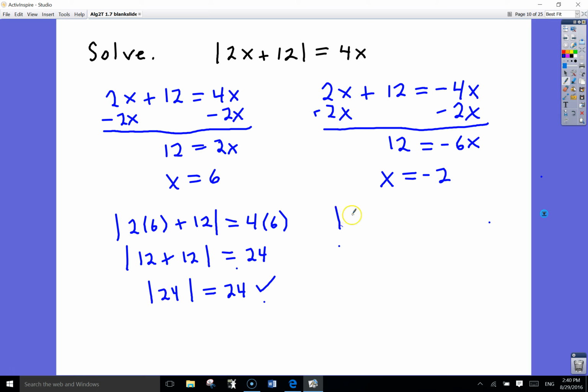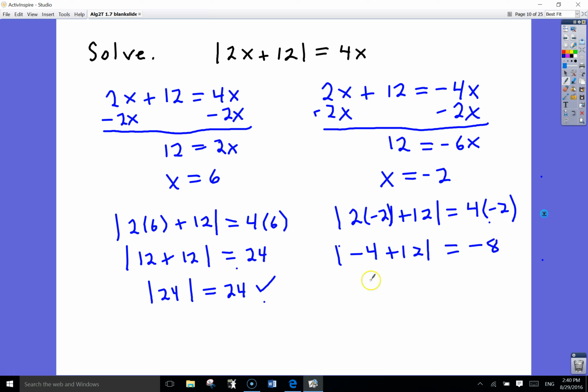The absolute value of 2 times negative 2, that's up sloppy, plus 12 equals 4 times negative 2. The absolute value of negative 4 plus 12 equals negative 8. The absolute value of 8 equals negative 8. Okay, that is not true.